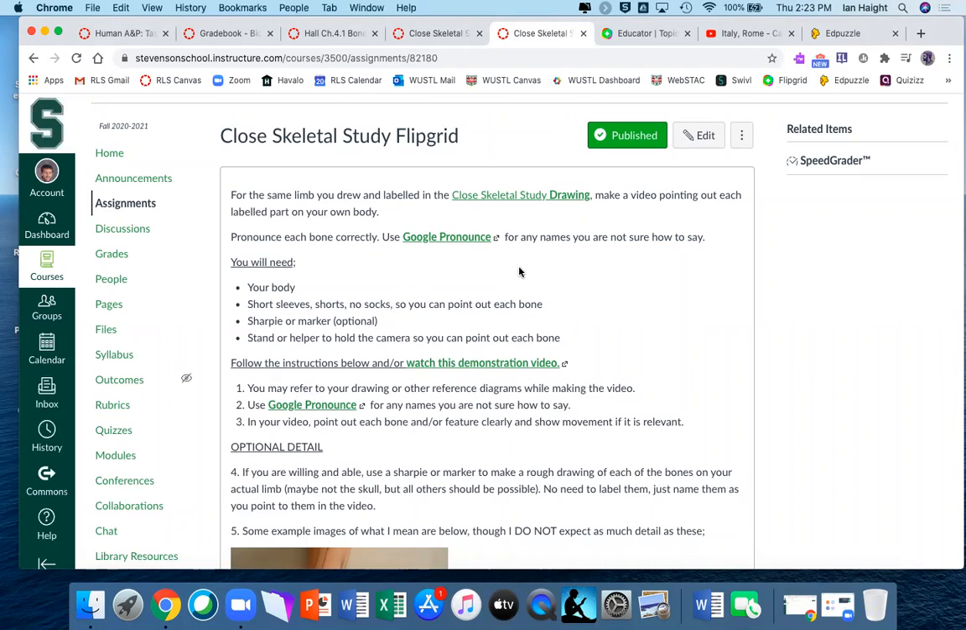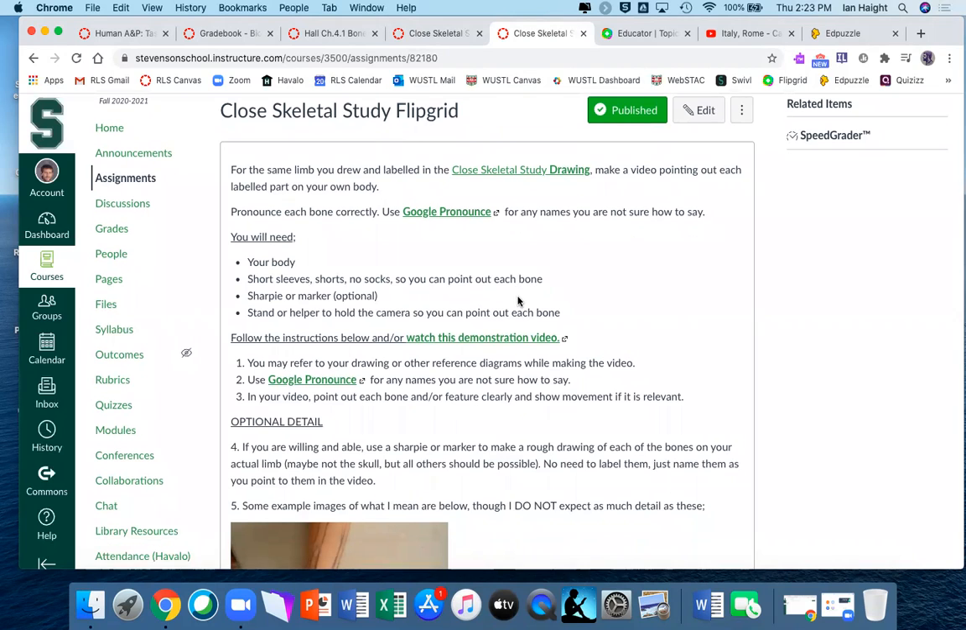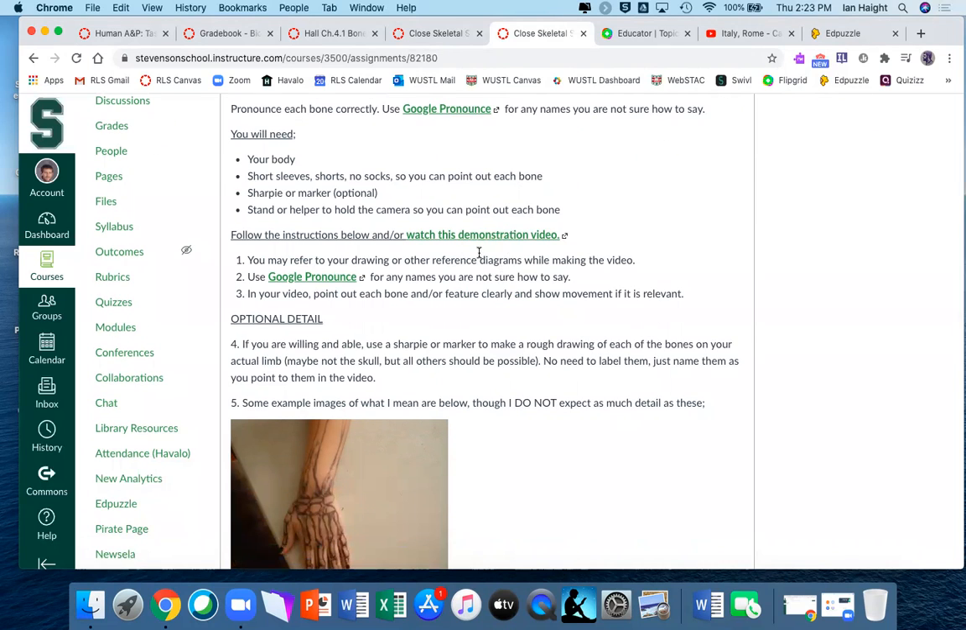So it's worth getting on Google and just using Google Pronounce. So in Google, you type any word and then type pronounce. It pulls up a little thing where you can hear a little robot voice say it. And so take your time, make sure you're comfortable with naming those things. And again, you can look at your drawing, you can look at a diagram from the textbook while you're making your video. I made a little demonstration video that you can refer to for what I'm looking for.